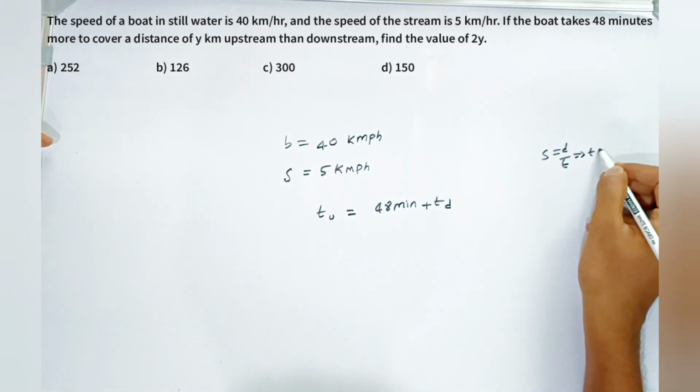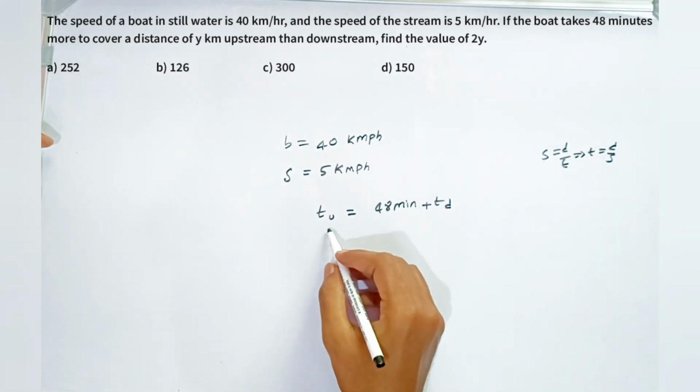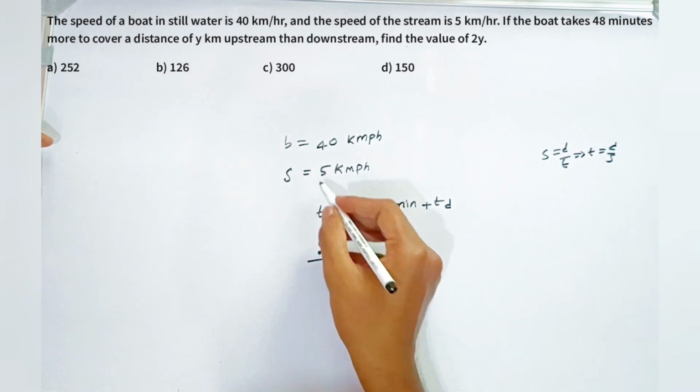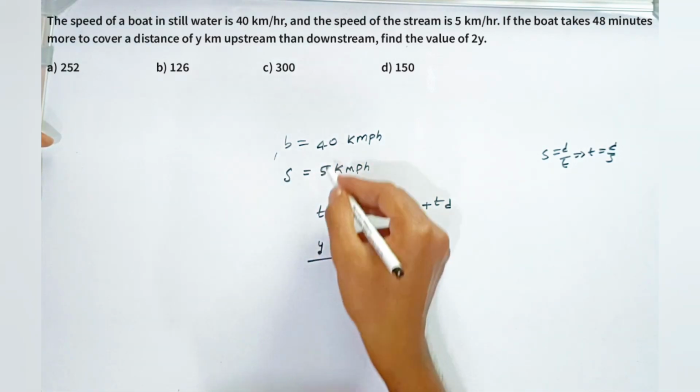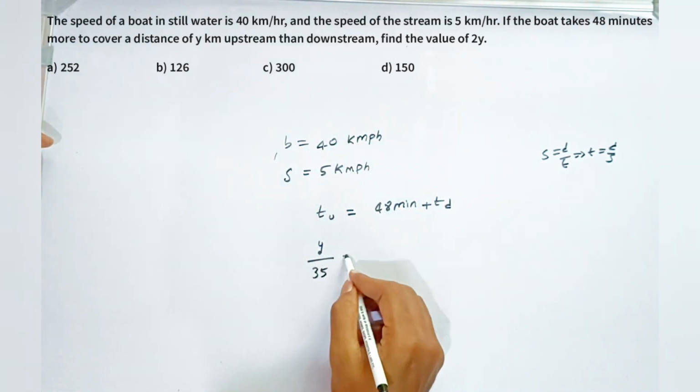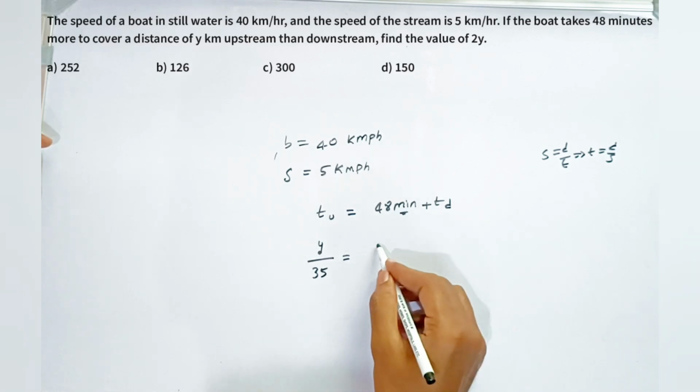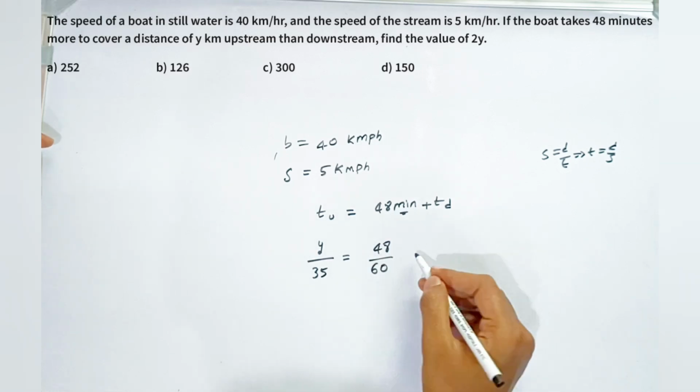So from this, time is equal to distance by speed. The distance given is y, so y upon speed. So upstream speed is b minus s, so 40 minus 5 is 35. Okay, we have to convert this into hours, so for that purpose I am dividing it by 60.